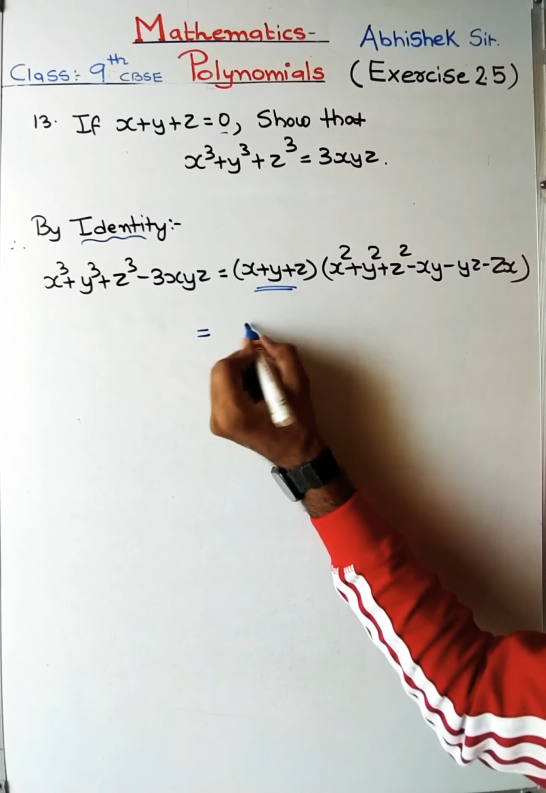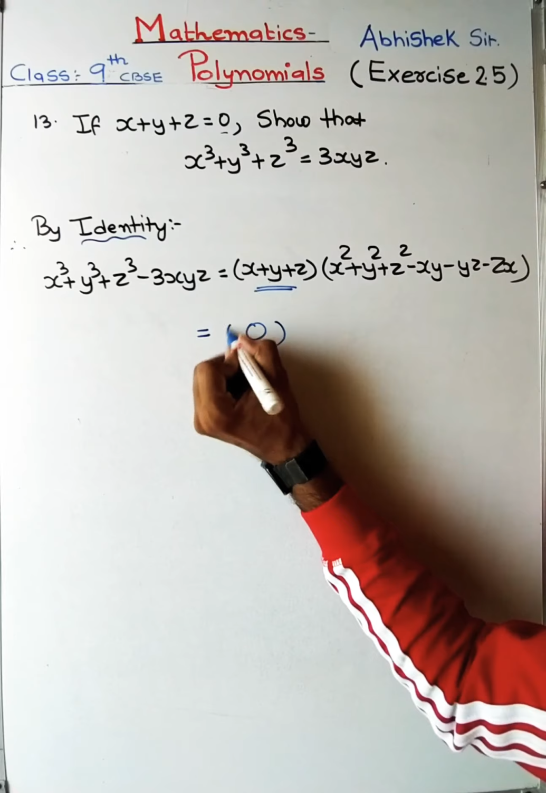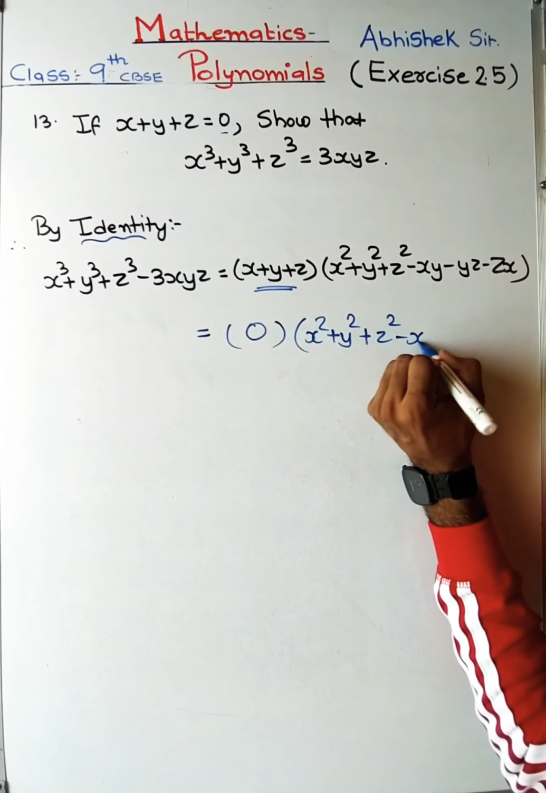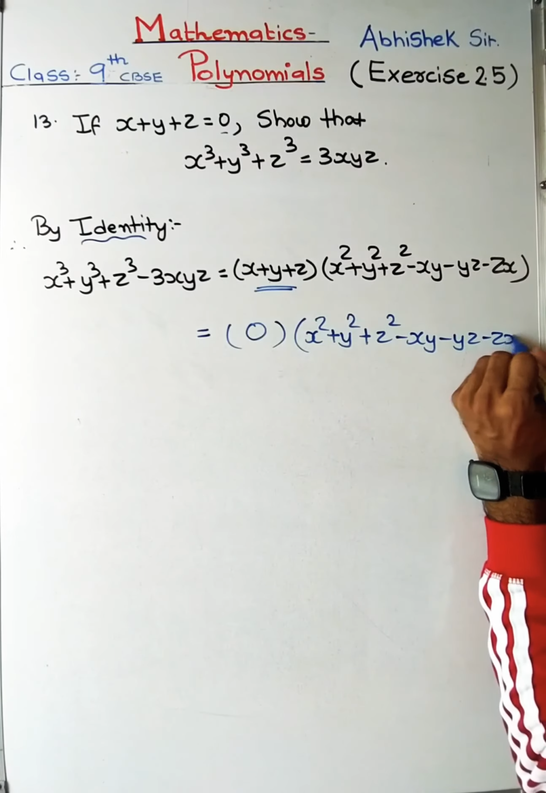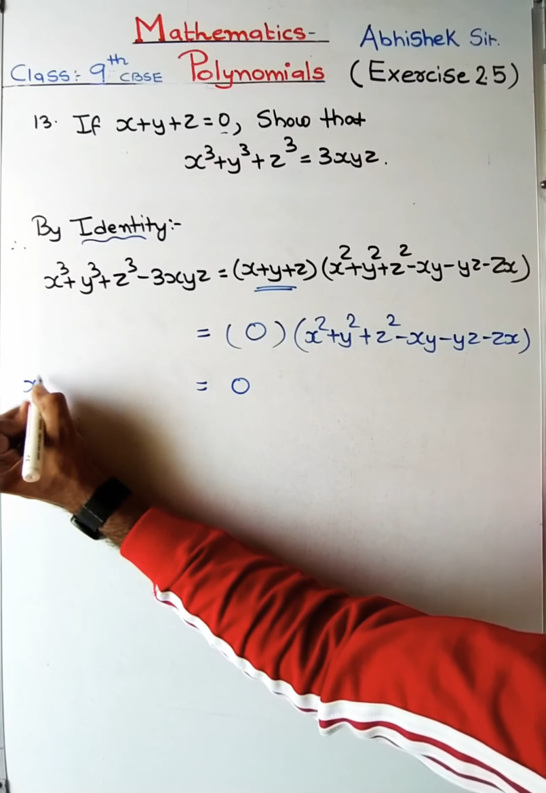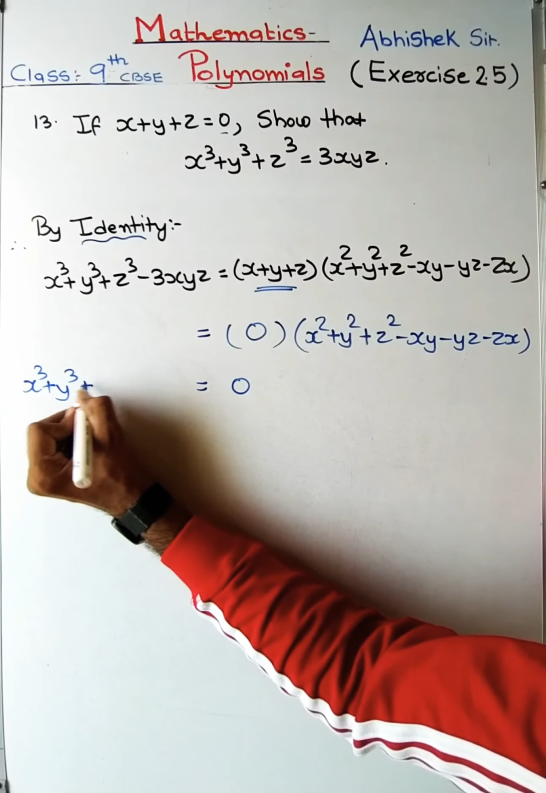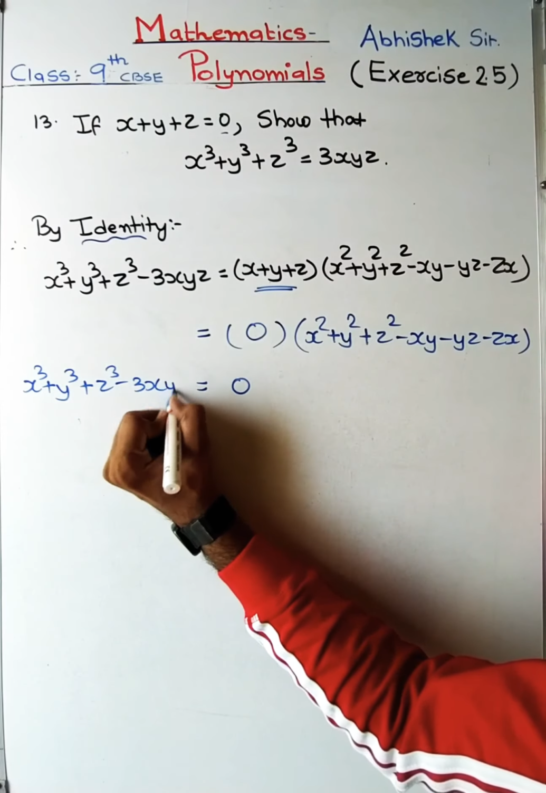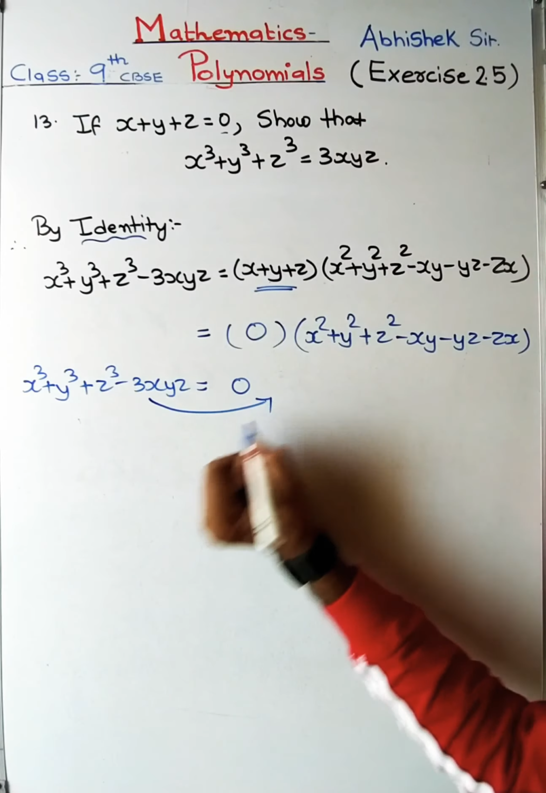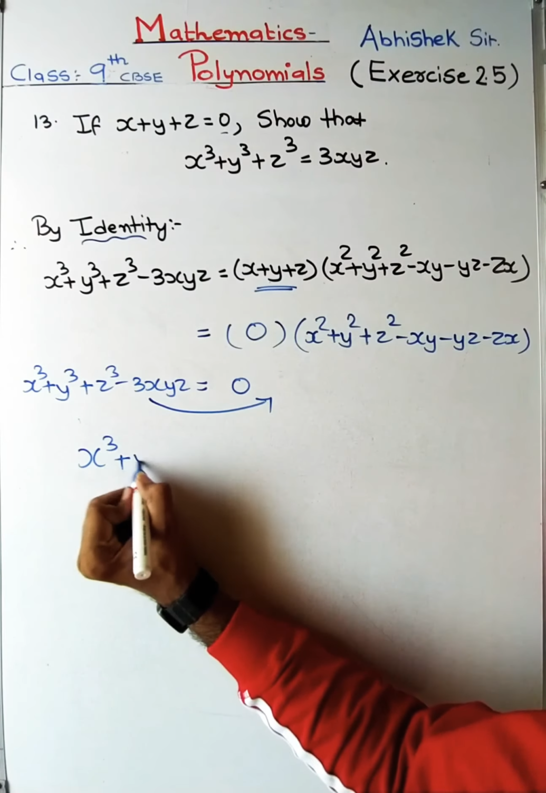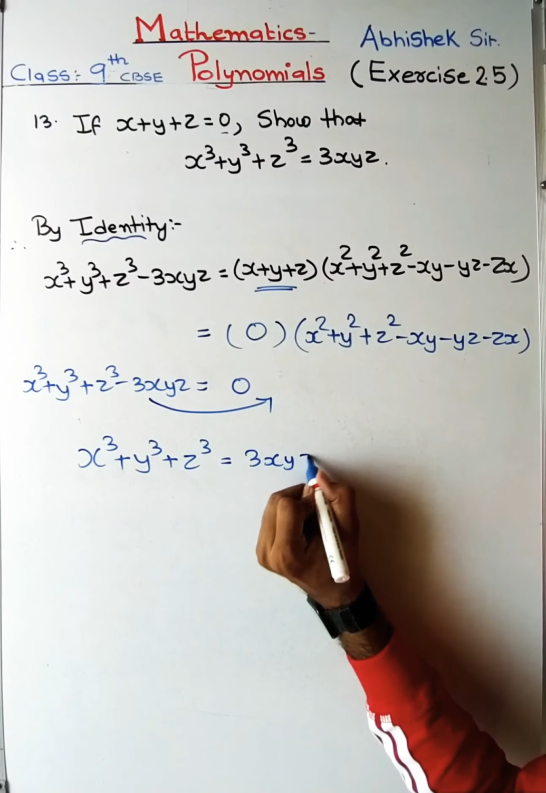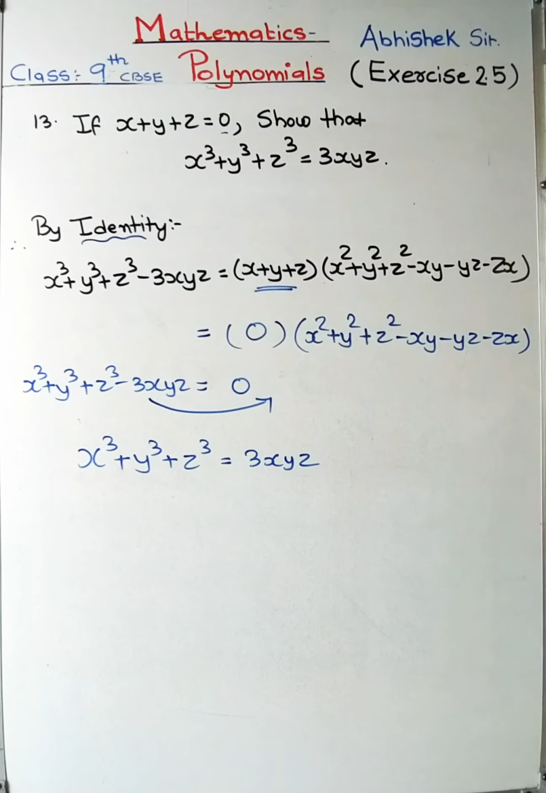So this term will be 0, so we can write 0 into x square y square z square minus xy minus yz minus zx, and we know that 0 into anything is ultimately 0. So over here we have x cube y cube z cube minus 3xyz. On the right hand side everything is 0, so can we take this on this side? So that will give you our answer, x cube plus y cube plus z cube equals 3xyz. Now why is this question important?